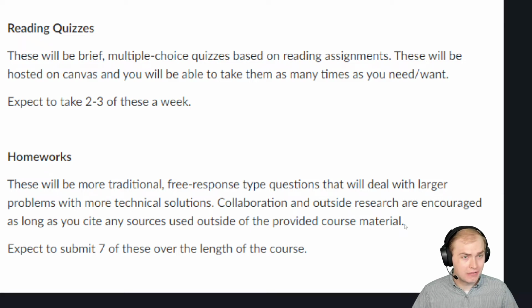And that's just the nature of how a summer class has to be, because we have to move quickly. We're lecturing every day, so instead of having one homework a week, maybe two. On average, you should expect to have 7 homeworks total. That's what I have on the schedule. And expect to take 2 to 3 reading quizzes every week. But those will be very short and very easy as long as you've read the material.